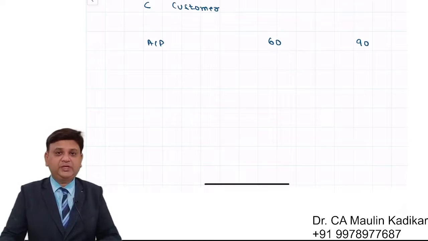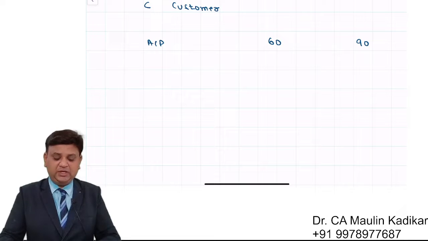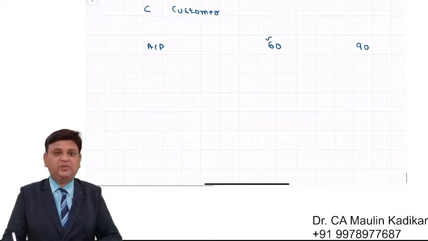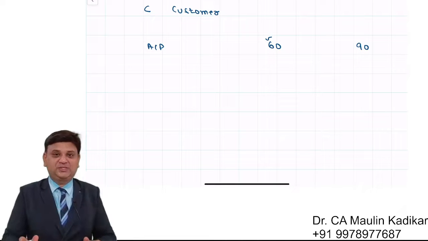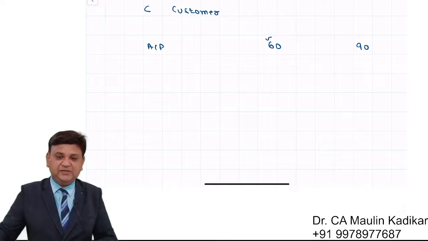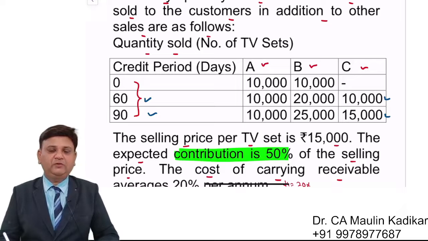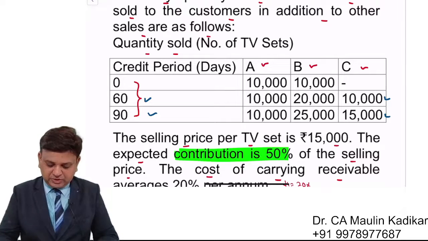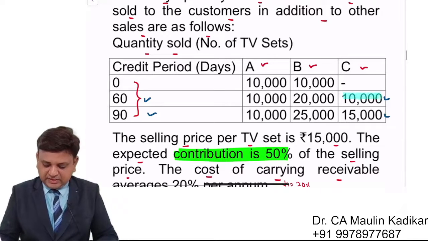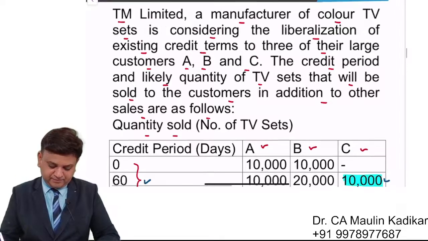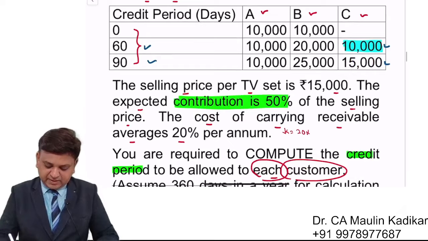I request you to put your answer in the chat box. What would be the profit or loss if we offered 60 days credit to customer C? Remember that this time we are required to do the answer for the individual customers. Please write the answer for 60 days. So friends, if we offer a 60 days credit period to customer C, then customer C will purchase 10,000 units. Selling price is provided to us as 15,000.